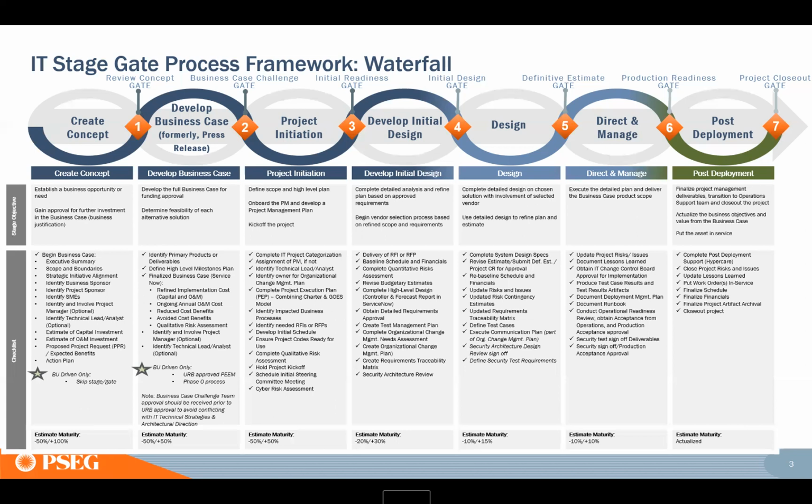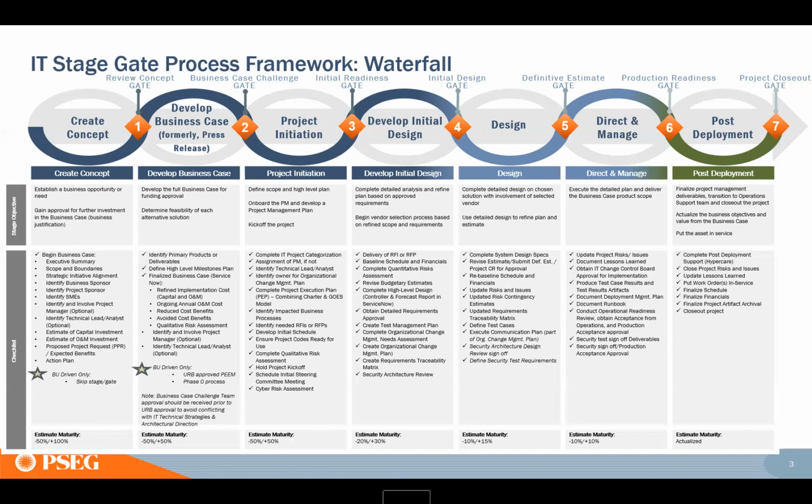So if you get through your develop initial design and realize, hey, I've been working with the vendor, and we can't really implement this in a way that delivers what you originally said we were going to do in the business case, do we want to keep going? Or do we need to think about changing course?